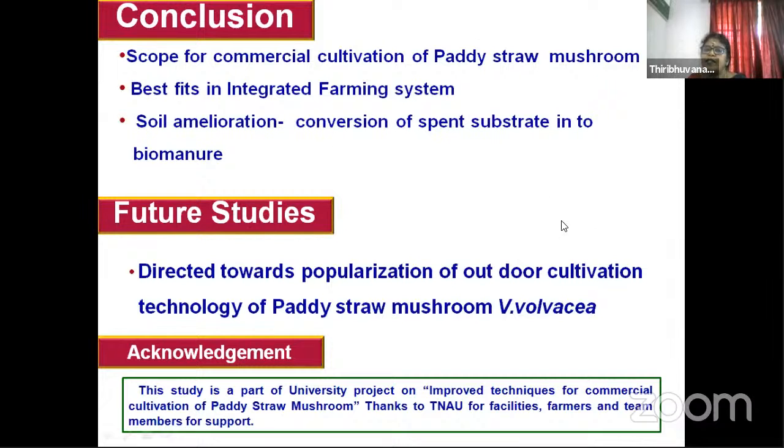So my future studies are directed towards popularization of the outdoor cultivation technology of this paddy straw mushroom to the entire area of Tamil Nadu, so that we can take this technology to the next level.